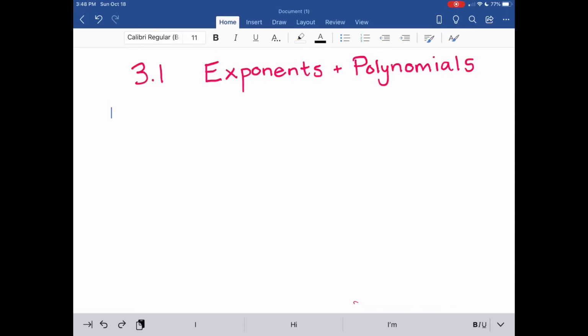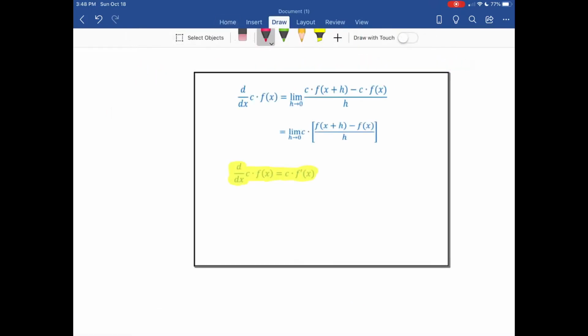431, we are introducing our rules and properties for exponents and polynomials. So we'll go through a couple of the proofs and then focus on some example problems. The first of our rules is working with constants and functions when we take the derivative of them. So what you see highlighted is the rule.